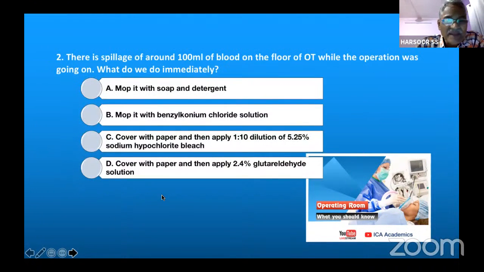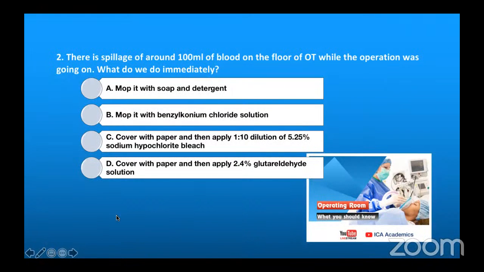Okay, next one. There is a spillage of about 100 ml of blood on the OT floor while the operation is going on. So what should we do immediately? One, mop it with soap and detergent; two, mop it with benzyl chloride solution; three, cover it with paper and then apply 5.25% hypochlorite bleach solution; or four, cover with paper and then apply glutaraldehyde solution. Your answer, please.